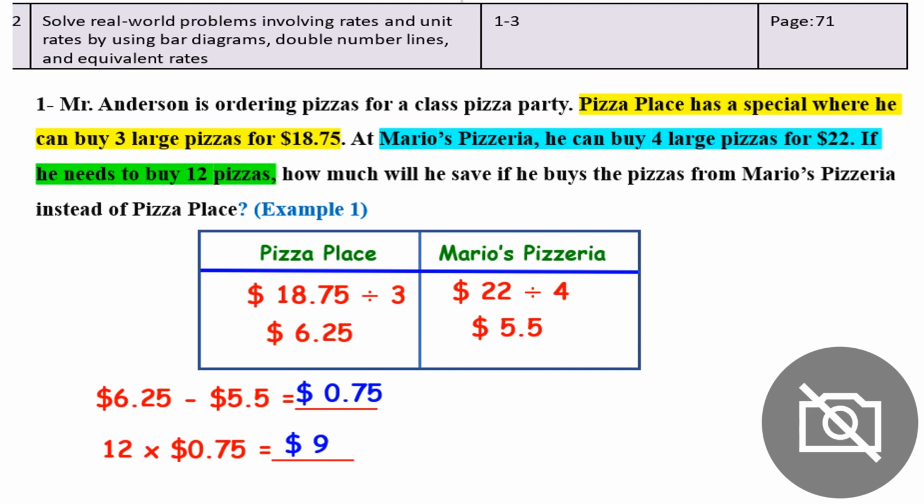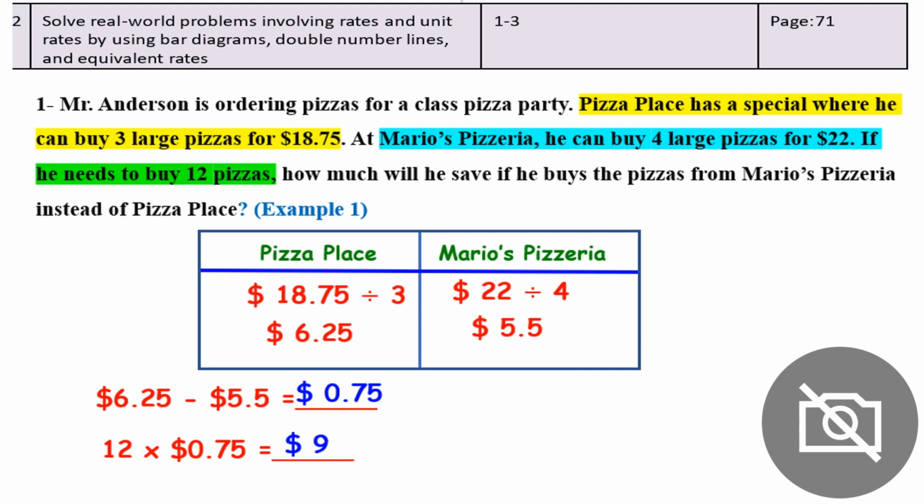So what you have to do is identify the cost of one pizza first. 18.75 for 3 pizzas, so 18.75 divided by 3, you will get 6.25. The same way, 4 pizzas cost 22, so 22 divided by 4 is 5.5. So you see here one pizza costs 6.25, and here one pizza costs 5.5. Now he is buying 12 pizzas. So you do 6.25 minus 5.5, so 0.75 is the difference in the cost of one pizza. You multiply this 12 with 0.75, you will get 9.